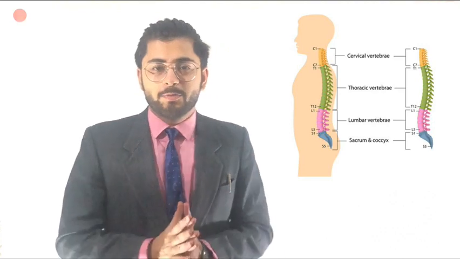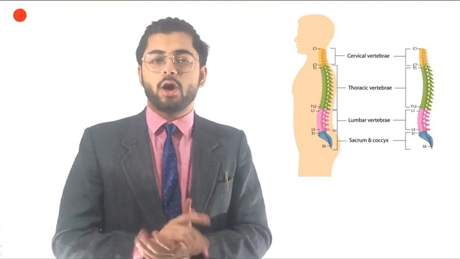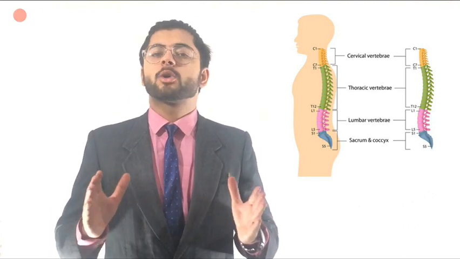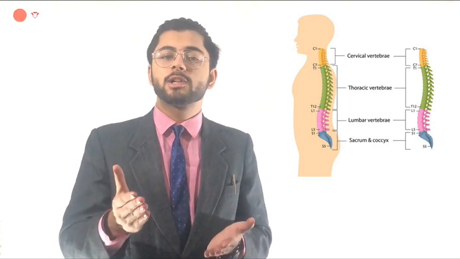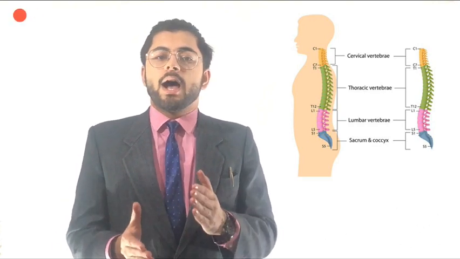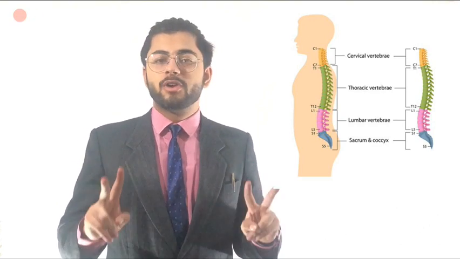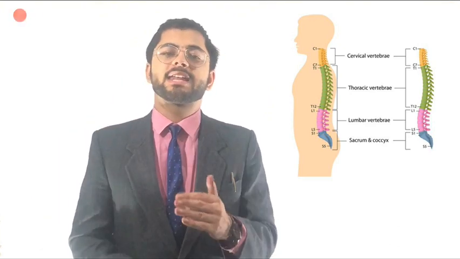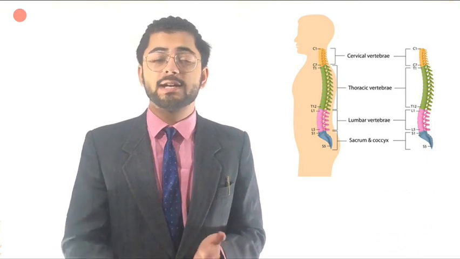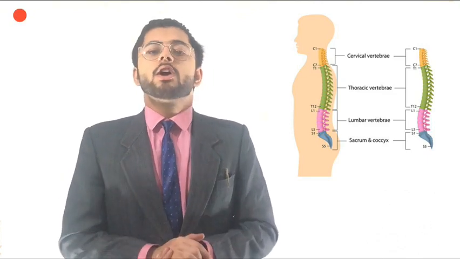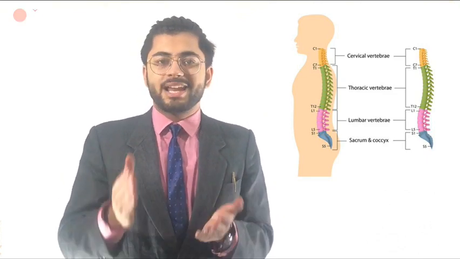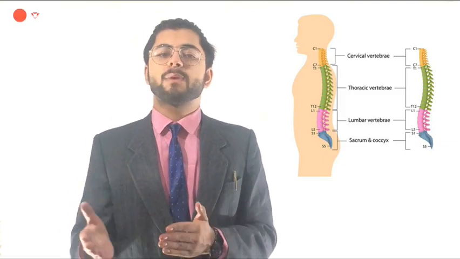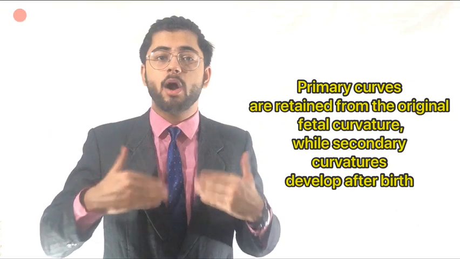So let's start. First and foremost, talking about the thoracic spine. The thoracic spine is also called the dorsal spine. It is composed of 12 vertebrae, so from T1 to T12. If we call it the dorsal spine, then it is D1 to D12. The dorsal or thoracic spine is also said to have the primary curve of the body.